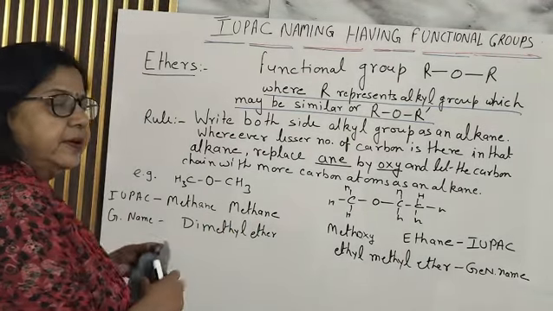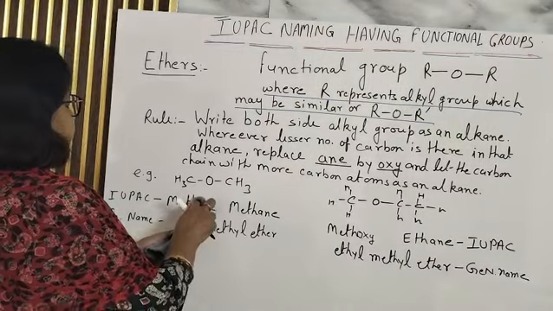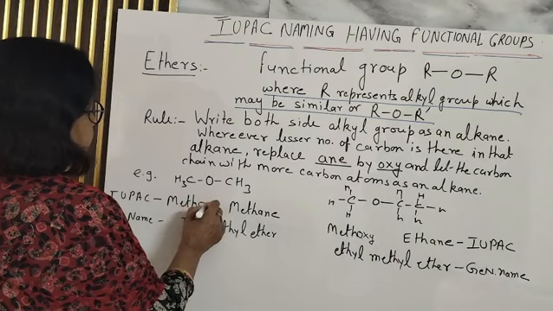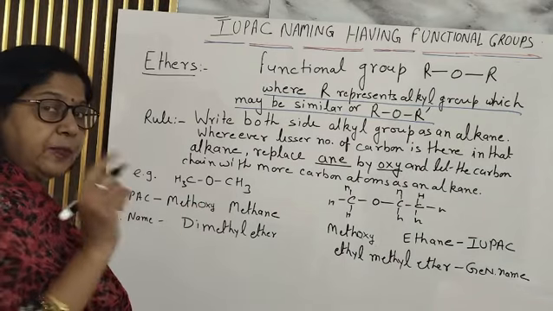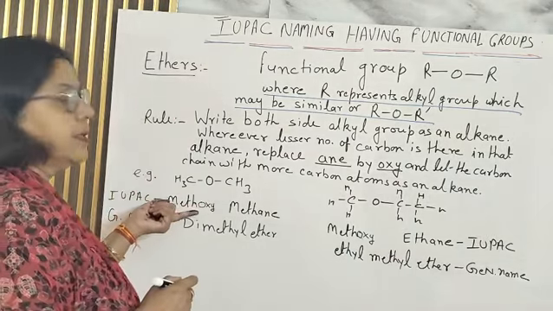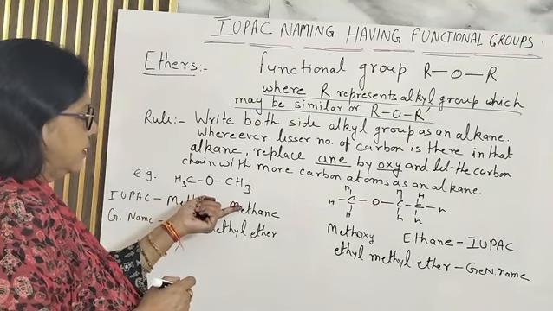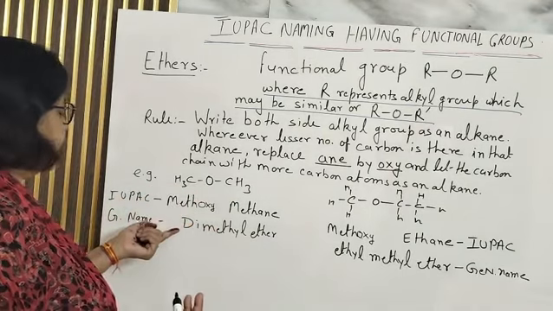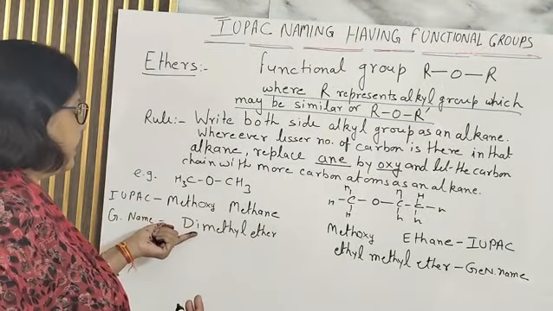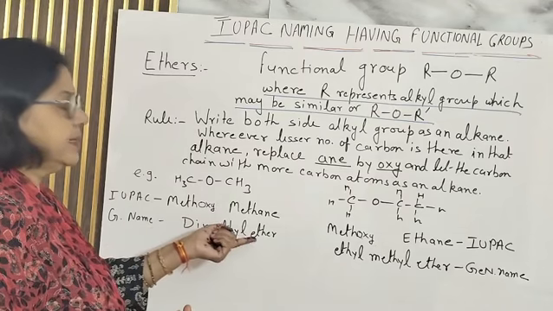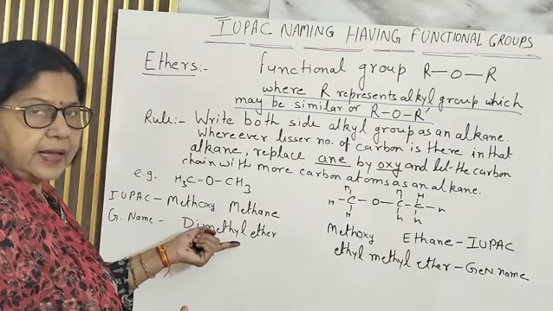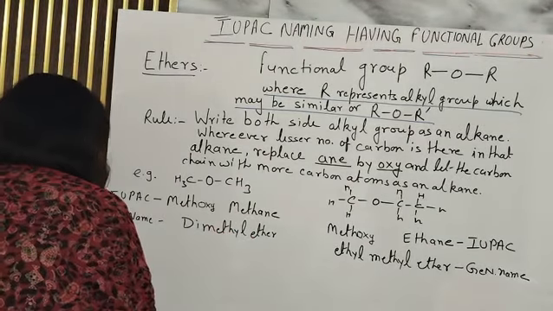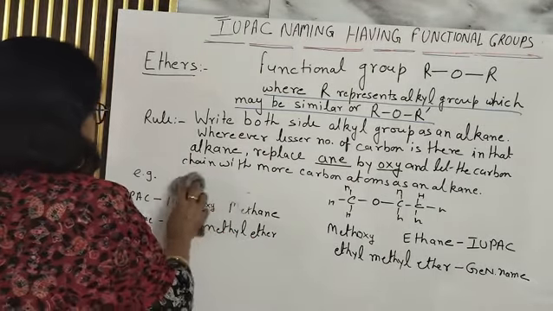But then oxy will be written first. So I replaced this ane by oxy. So the IUPAC name of the compound will be methoxymethane. Okay. And since both the alkyl groups are the same, in the general naming I will write dimethyl ether. Dimethyl ether. Fine. So I give you a few more examples that will clear the picture even more.